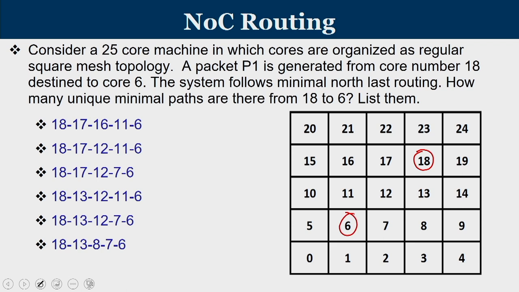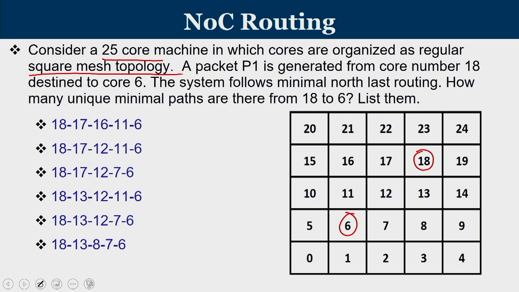So, how will you know it's 5x5? It's a 25 core machine and they are organized as square mesh topology. So, 25 has to be organized as square. And this is the way how it is organized. You have a 5 row and 5 column format. And the numbering is 0 in the bottom left corner and 24 on the top right corner.